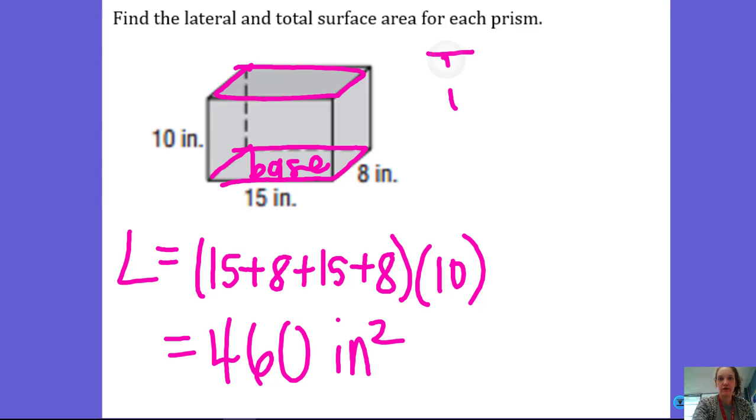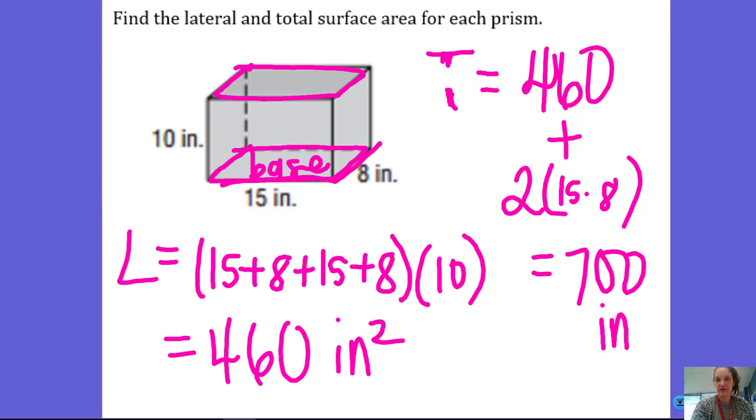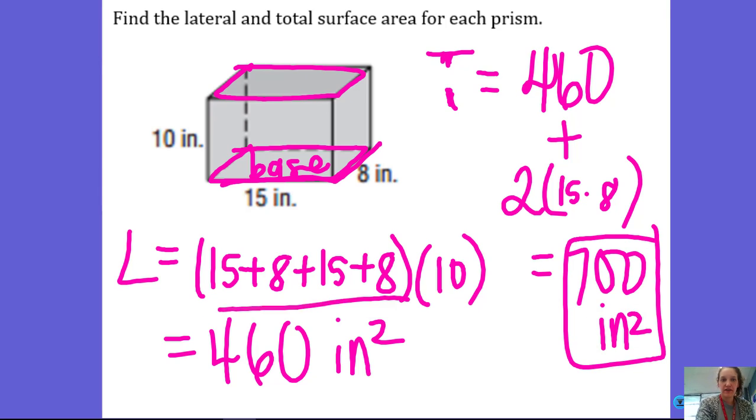To get my total surface area, I'm just going to take that lateral surface area, 460, and then add 2 times the area of the base, which is just length times width, 15 times 8. That gives me a grand total of 700 inches squared. So your lateral surface area is everything excluding the two bases, and then to find your total surface area, you just take the lateral surface area and add on the two bases.